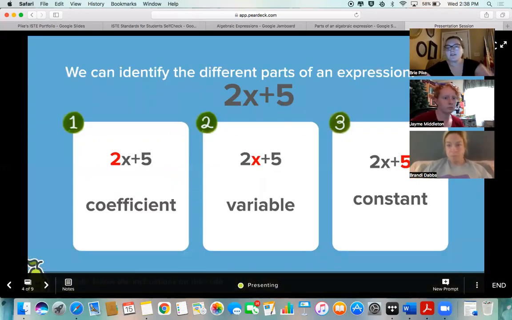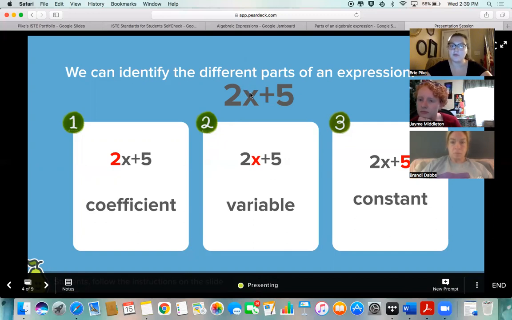So we can identify all the different parts of an expression. So I told you when we started, when this had a 3 here, it was a numerical expression, right? That means it just had, what do you think? What is numerical? It just had what in it? Just numbers, right? So whenever we get to the point that we have a variable in there, we have a letter that we're using, we're going to call that an algebraic expression, okay? Because that means that we've got to solve for something.